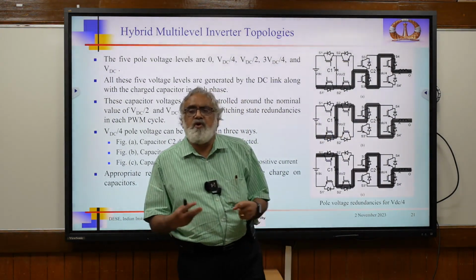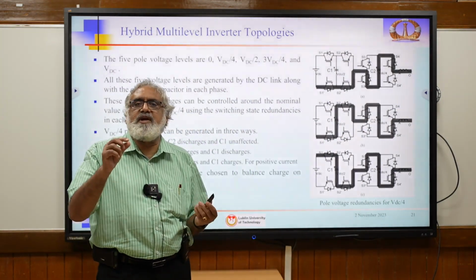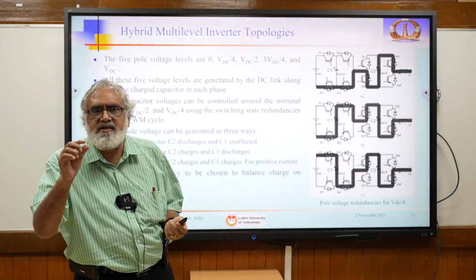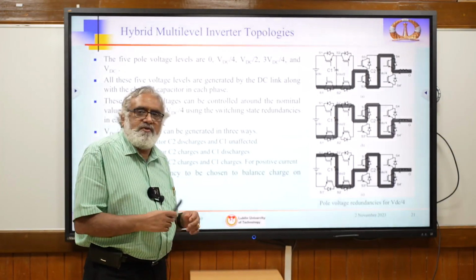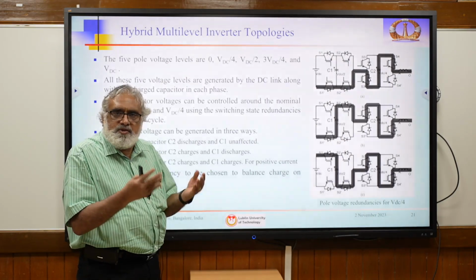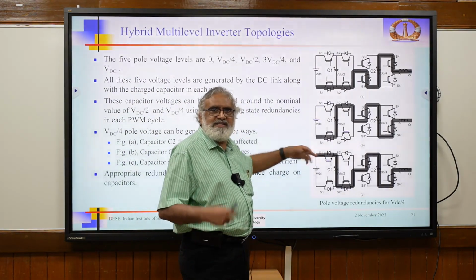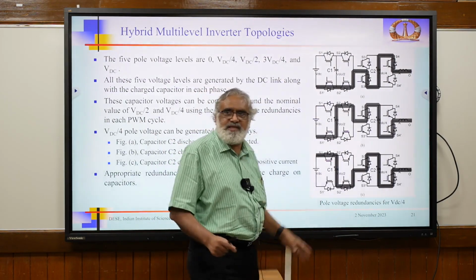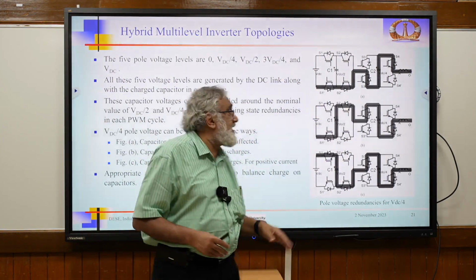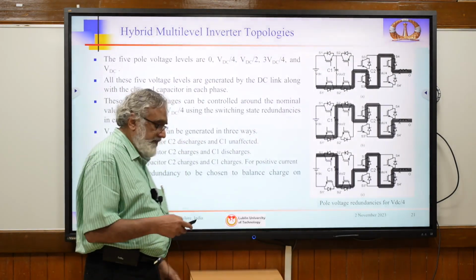So here we require a lot of voltage sensing. Capacitor voltage is sensed. We try to control the capacitor voltage within plus or minus 5% of its nominal value. If it is going above that value, at that switching instant, the appropriate redundancy will be chosen, so that the pole voltage will be the same. For all these levels we have redundancies. So the capacitor can be balanced instantaneously.